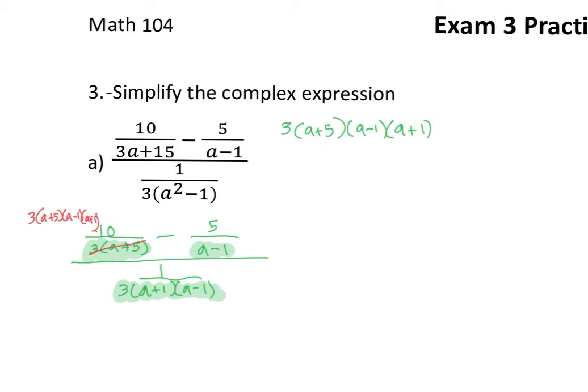So in that case, the 3 and the a plus 5 are going to cancel. Then I'm going to go minus 5 times 3 times a plus 5 times a minus 1 times a plus 1. In that case, the a minus 1s are going to cancel out. Then on the bottom, I have here 3 times a plus 5, a minus 1, a plus 1. Ooh, there's lots of things that will cancel out on that one.